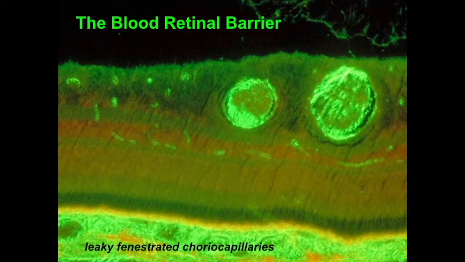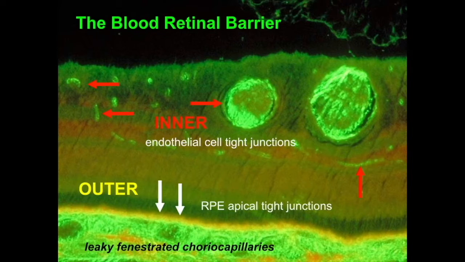It has 2 portions. The inner portion is composed of tight junctions joining the vascular endothelial cells. This is a human retina that had an injection of fluorescein dye prior to enucleation. You can see that the fluorescein is confined to the retinal vessels. The outer portion of the blood-retinal barrier is actually the retinal pigment epithelium. The RPE cells are joined together by apical tight junctions.